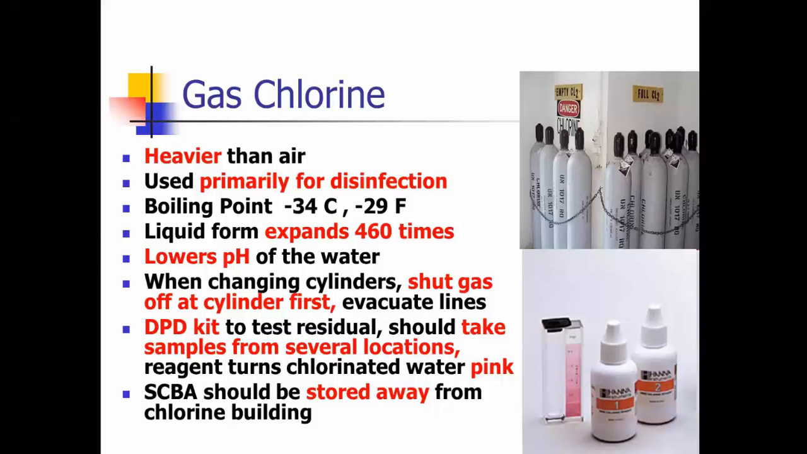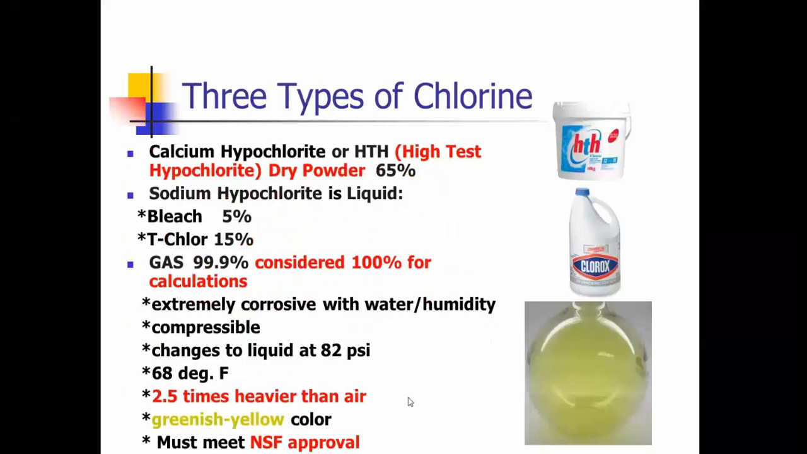You should, if you have an SCBA, which is a self-contained breathing apparatus, store it away from the chlorine building so you don't have to go inside and get hit with chlorine gas to get it. So you should store that away from the building. There's three different types of chlorine.